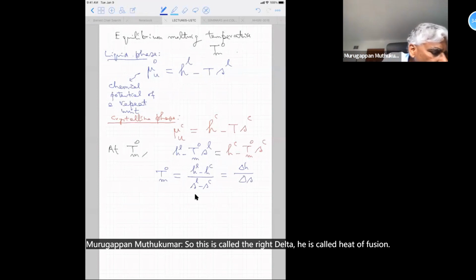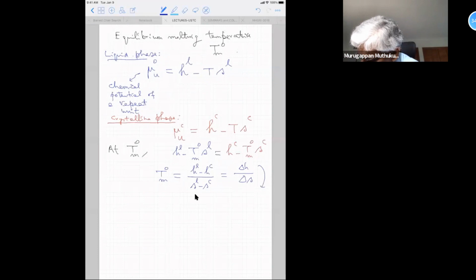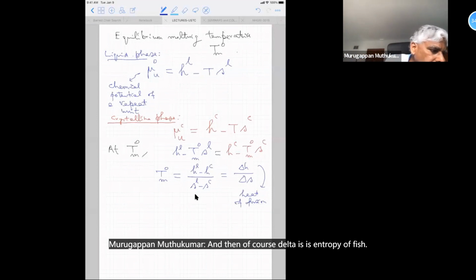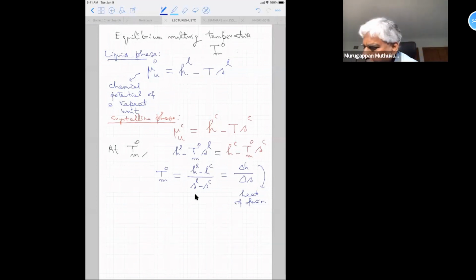So delta H is called the heat of fusion. And then of course, delta S is the entropy of fusion.